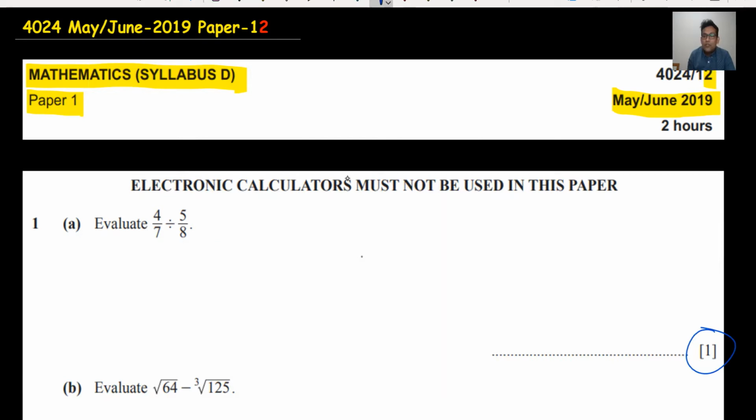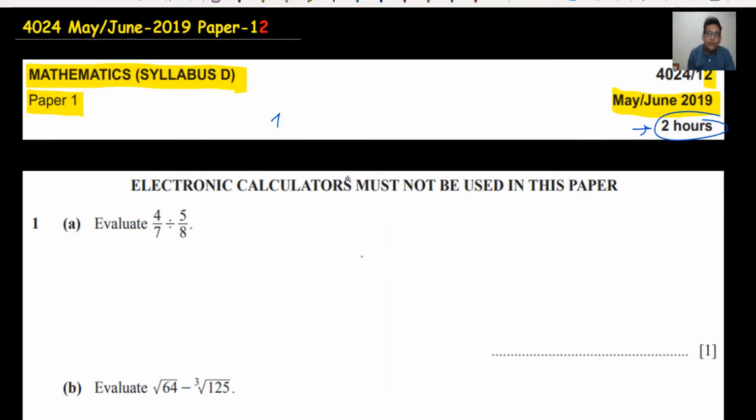As we know, this is a 2 hour paper, and one more important thing: 1 mark is equal to 1.5 minutes. It means your 1 mark question should be done in 1.5 minutes. So you can do everything in 2 hours. But if you do a 1 mark question in 1 minute, then you will save time to check your solutions again.